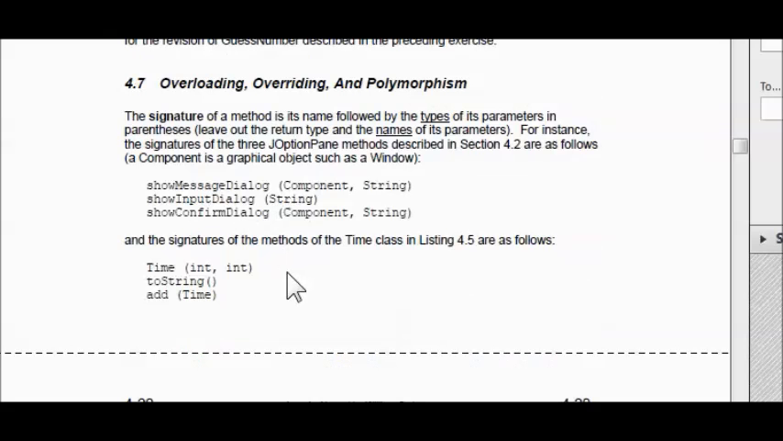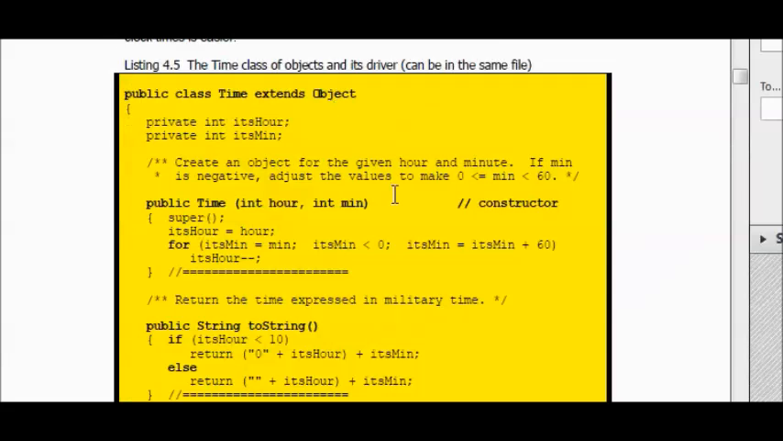And the other three examples of listening were the signatures and the methods of the time class in listing 4.5. So let's look at that. So the first method is a constructor. So what are we looking at? Time, int, comma, int. Right? Is that clear?